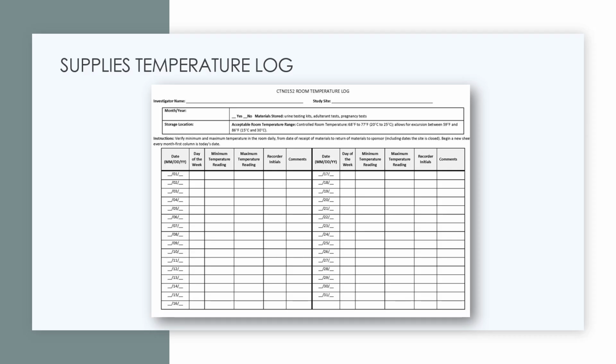However, if 2 study articles are being stored in the same location, only one log is needed. For example, if staff store the urine pregnancy tests and the urine drug screen cups in the same cabinet, only one temperature log is required, but both study articles should be indicated on the log. The temperature logs should utilize a new sheet for each month of the study during which these temperature-sensitive articles are being stored on site.